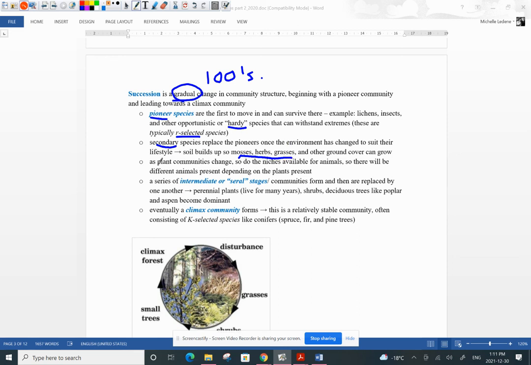And then as the plant communities change, so do the animals to follow, right? And there's going to be different animals depending on what the plants are. Then these communities are replaced by another intermediate or another intermediate and another intermediate. And this keeps on going many years until we finally reach a climax community. And this is our stable community. And as I mentioned, like conifers, very K-selected, long-living species, that is going to be our community. And this will last for many, many years.